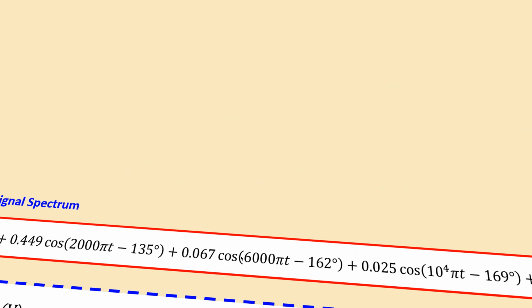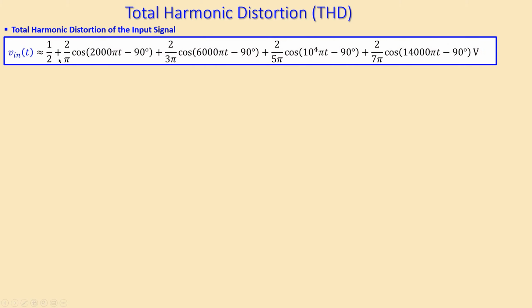So if I now move on, I would also like to know the total harmonic distortion, the total distortion for this circuit. So let's look at it for the input signal also. The input signal was given by this expression.